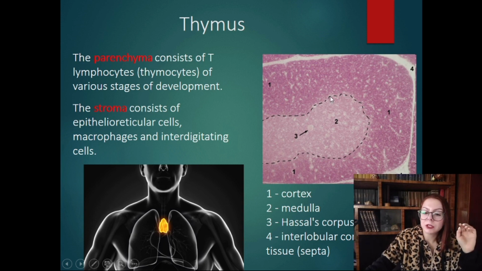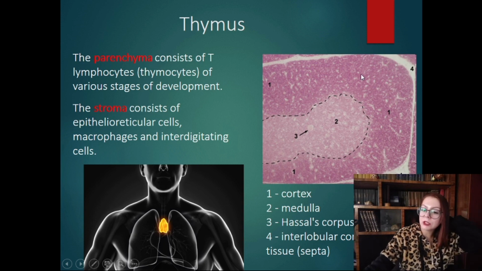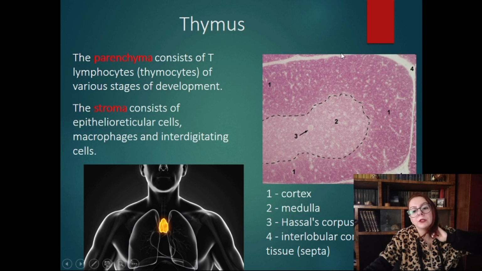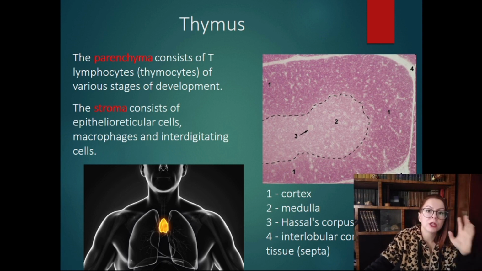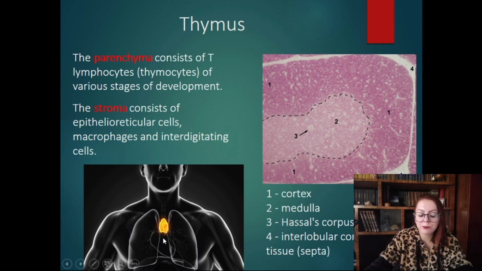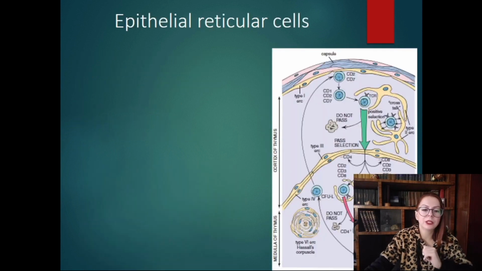And the difference in the color staining is due to the concentration of lymphocytes. In the cortex, lymphocytes are much more numerous and much more tightly packed comparing with the medulla. Besides, I forgot to say that thymus is located behind the sternum above the heart, and this is the typical position. Okay, let's move on.